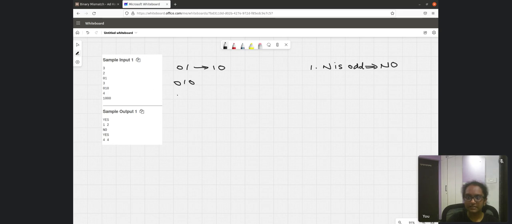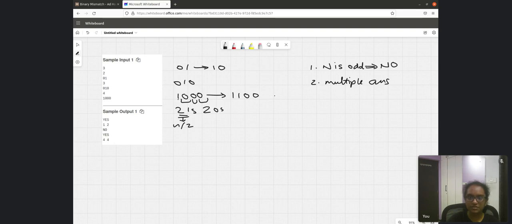Our next test case is 1 0 0 0. Here we see that multiple answers exist, because we just want to make sure that in the final answer there are 2 ones and 2 zeros. The 2 is n by 2. And to convert this, since there's already one 1, just converting one 0 would be enough. And there are 3 zeros, so we could choose any of these and make it either 1 1 0 0, 1 0 1 0, or 1 0 0 1.